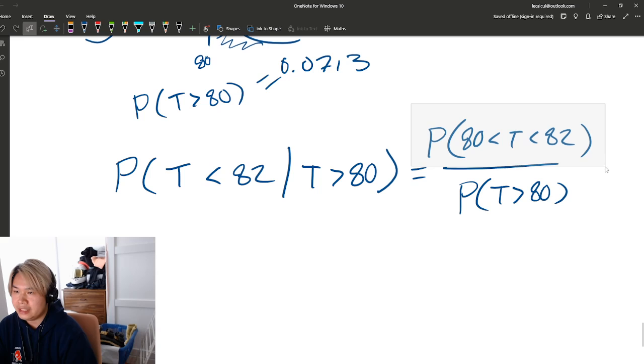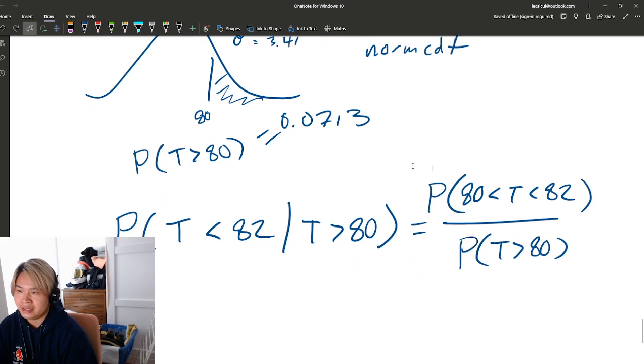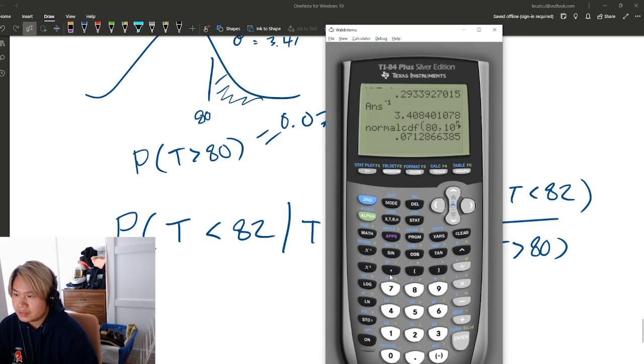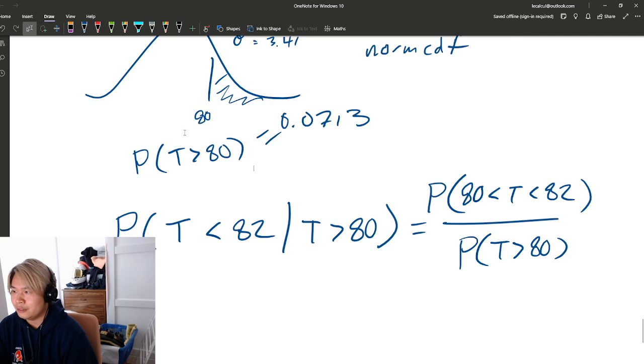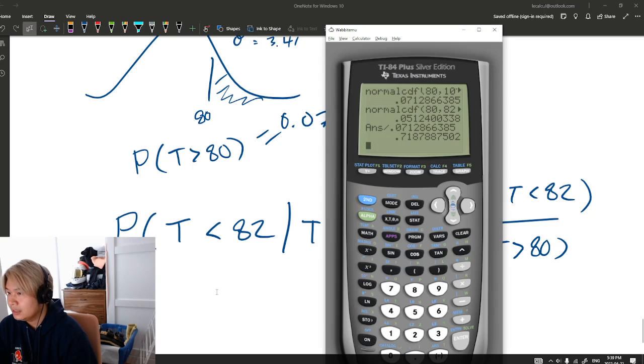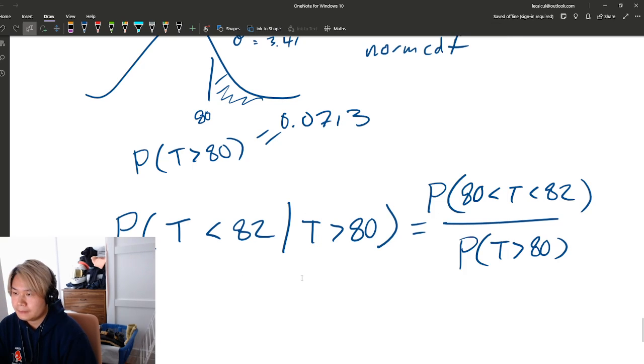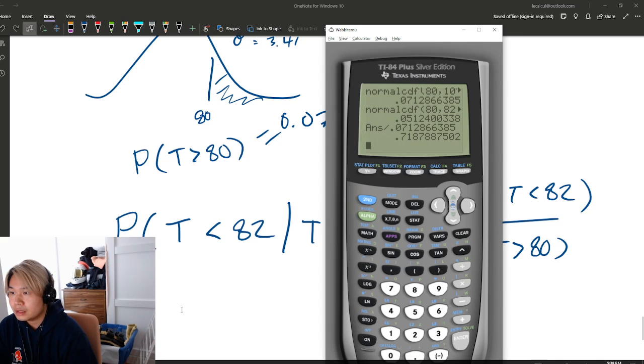And then this, we just have to do our norm CDF calculation again, but now we have an upper boundary. Okay, so I'm going to do that again. So now I have an upper boundary, it's 82. Paste it. And then I'm going to take this, and divide it by my answer from before, because my answer from before was the probability of it being more than 80. There you go. 0.7 whatever. 19.